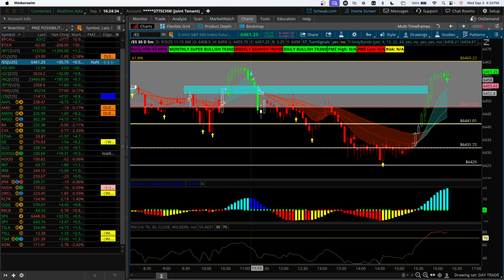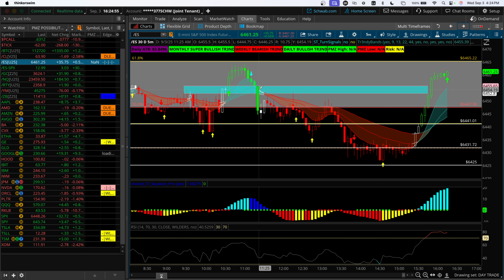That was not a good enough risk to reward for me, so I chose not to take this trade. Vice versa, when price came back down to this PMZ, because the top of the cloud was right there, that also did not represent good risk to reward for me, so I did not take that trade either.